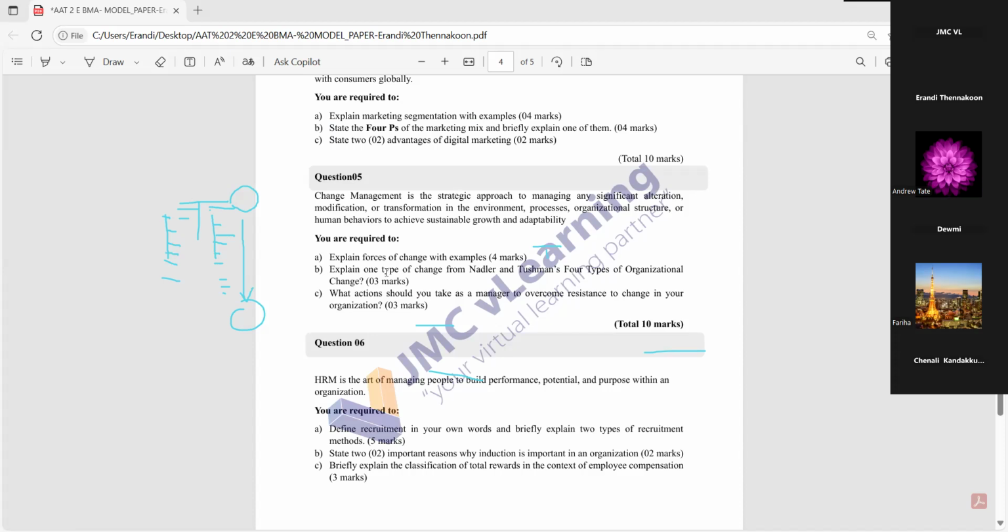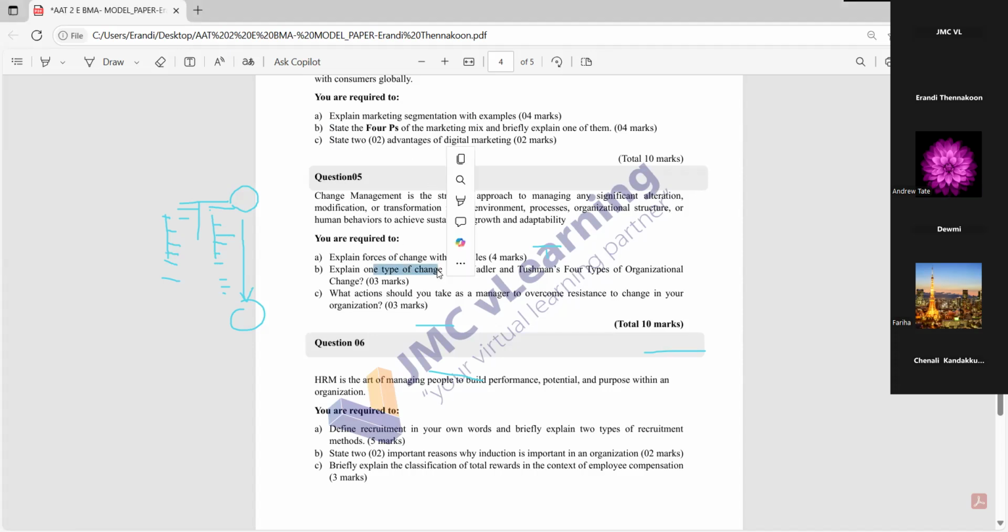Okay. Explain one type of change from Nadler and Tushman's four types of organizational change. What is this? This comes under change management, right? This change can either be gradual or incremental, or revolutionary or strategic, right? So you have to focus. There are four changes, right? What's the question? Yeah. Types of changes.